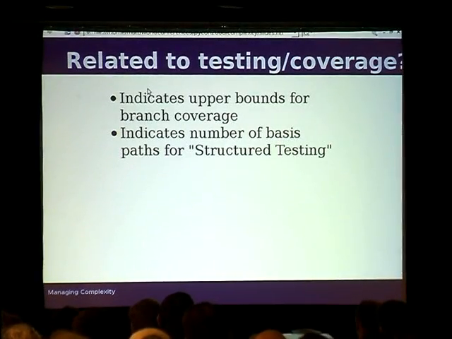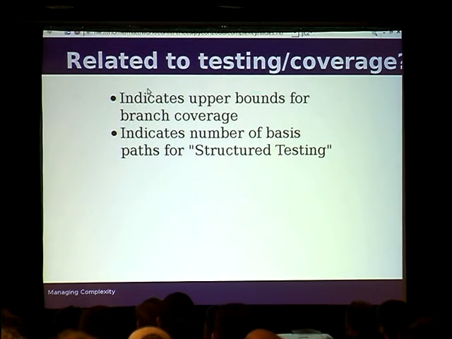So how does complexity relate to testing and coverage that some of you are doing in here? How does knowing this metric relate to that? One of the things it's useful for is it indicates the upper bound of the number of tests you need to do to have branch coverage. It also indicates the number of basis paths for this thing that's called structured testing. Has anyone in here heard of structured testing before? A few? Okay.